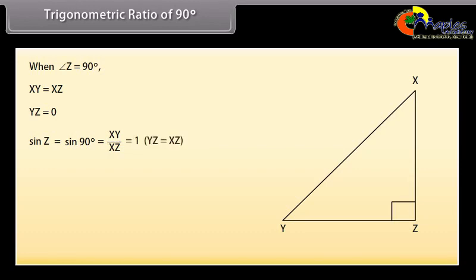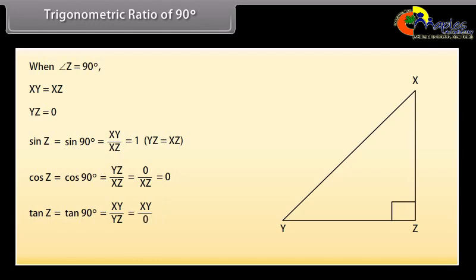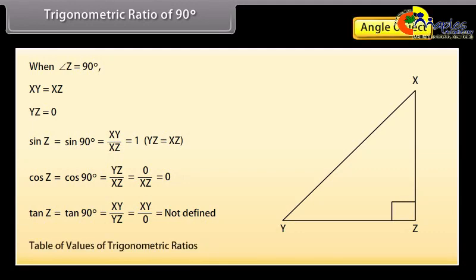to XZ. Cos Z is equal to cos 90 degree, which equals YZ upon XZ, is equal to 0 upon XZ, which equals 0. Tan Z is equal to tan 90 degree, which is equal to XY upon YZ, equals XY upon 0. Therefore, tan 90 degree is undefined. Let us summarize our exercise in a table.